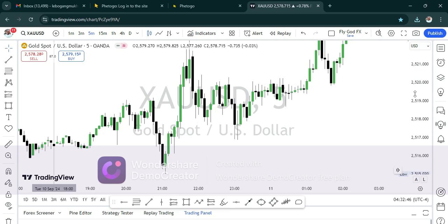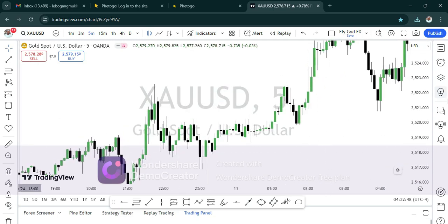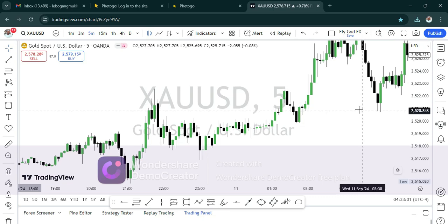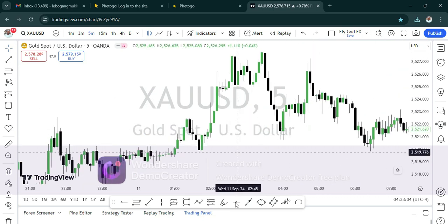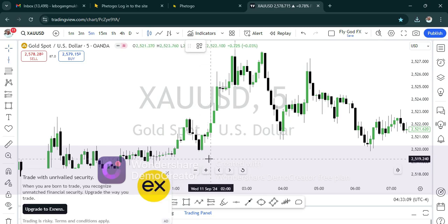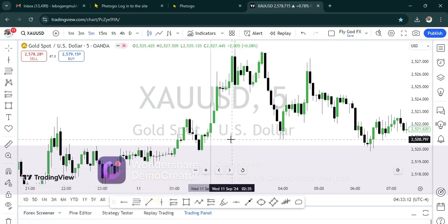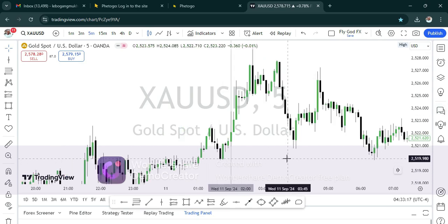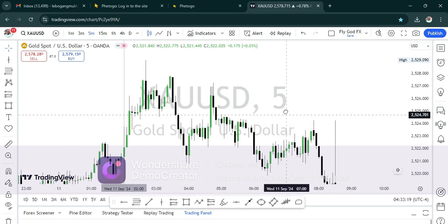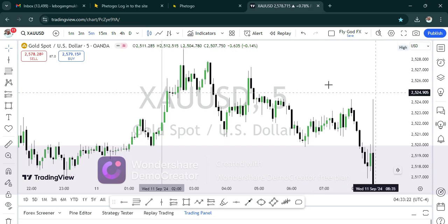So far, if you have noticed, we've only had our entries on London. Sometimes I miss my entry because I have a job on the side, so I tend to miss some trades. But I'm going to try to make sure that at least I take some money out of the market, because we all want to do this full time.